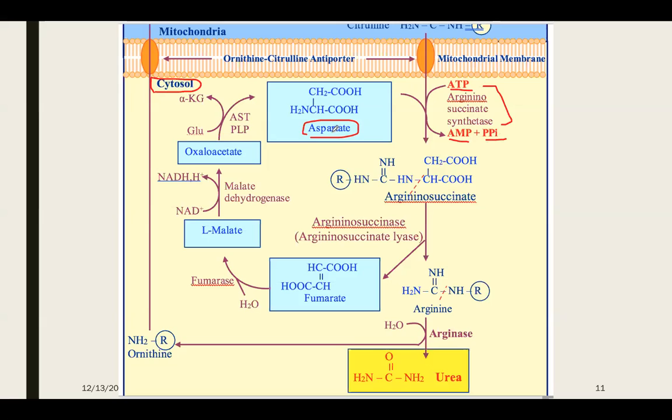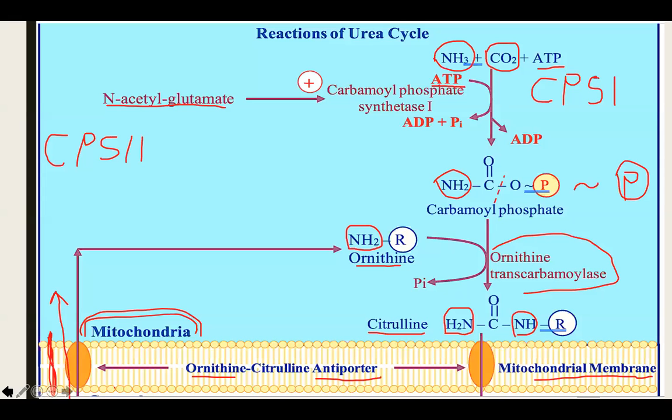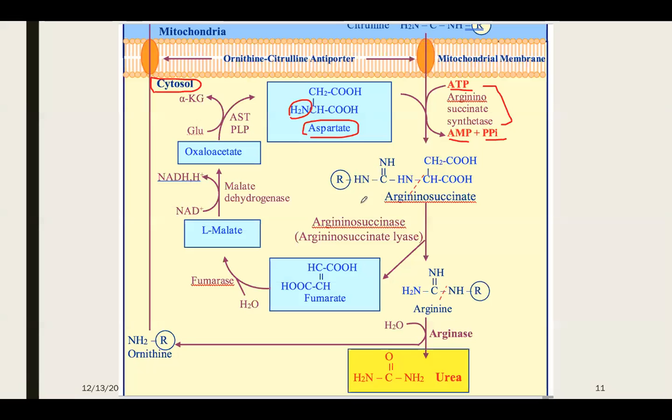Aspartic acid is an amino acid. Aspartic has an amino group. I want you to notice something. What is the color of aspartic? Aspartic is written in which color? Blue. Citrulline is written in a dark blue. I want to go to the previous slide, to the citrulline. If you look at the citrulline, it is written in a dark blue. Aspartic is in a light blue.